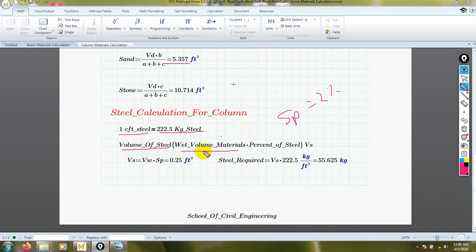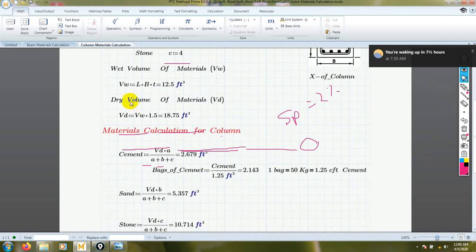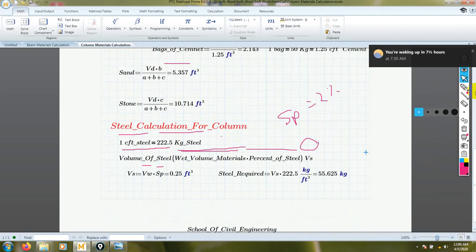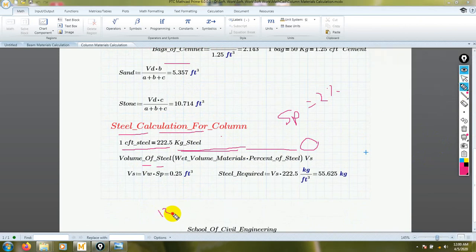Here we have to consider the weight volume of materials multiplied by the percentage of steel. Then we'll find our VS, I mean volume of steel. So here VW means weight volume, and ST means percentage of steel, and if we multiply the two values, it will be like that. So what is our weight volume? Our weight volume was 12.5. If we multiply 12.5 into 2% of steel, so 2 divided by 100, we'll find that value.